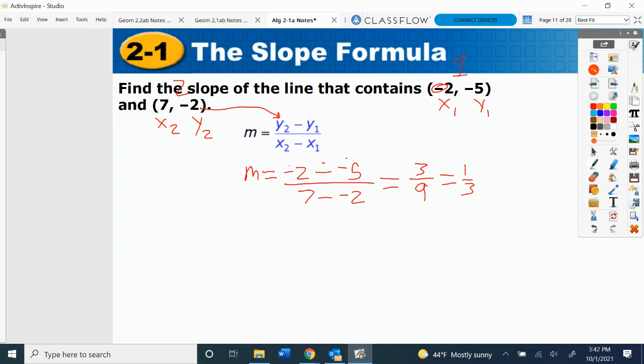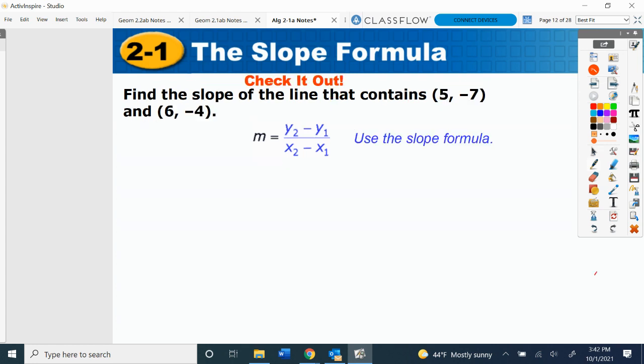Okay, so there's another example. I'm going to have you guys try one, see how it goes for you. Okay, so take a look at this one. Use the slope formula, put the numbers in where they would go. Check your math when you're working with those negatives and see what you get. So pause the video and then we'll take a look at what your answer would be.